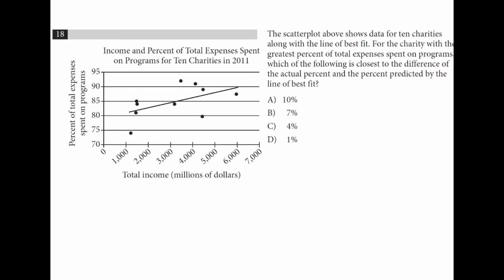For the charity with the greatest percent of total expenses spent on programs, which is closest to the difference between actual and prediction? So if I look at the greatest percentage and follow over, that's this one. And if I look at the difference between predicted and actual, that's this distance here. So a distance from 85 to maybe 92, about 7.